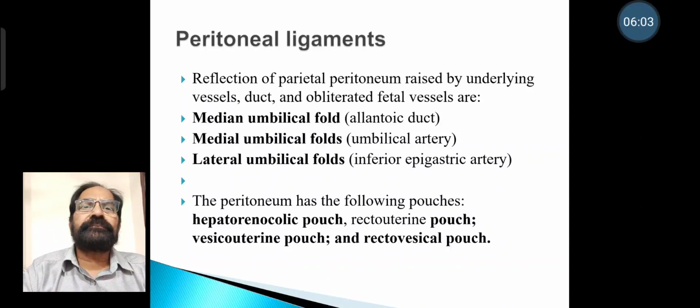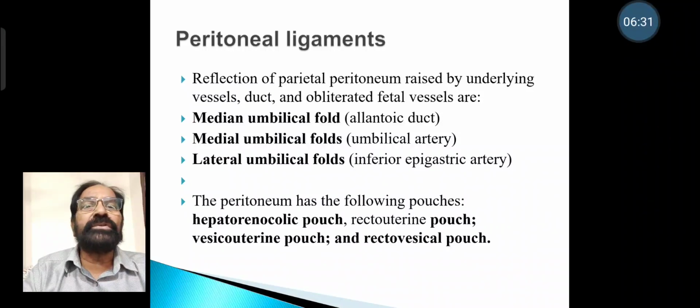Peritoneal folds. Reflection of parietal peritoneum raised by underlying vessel, duct or obliterated fetal vessels are median umbilical fold, that is by allantoic duct, medial umbilical folds, by umbilical artery, lateral umbilical folds, that is by inferior epigastric artery.